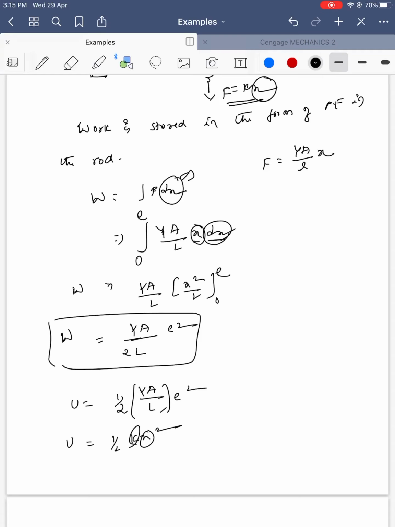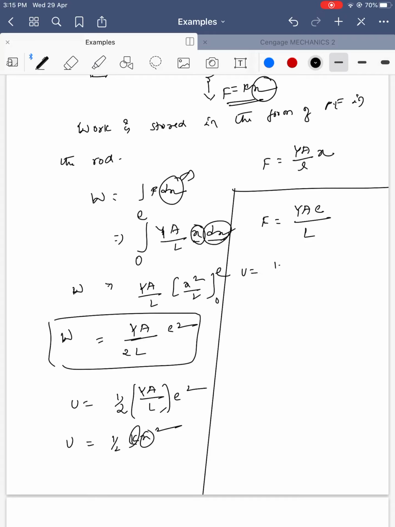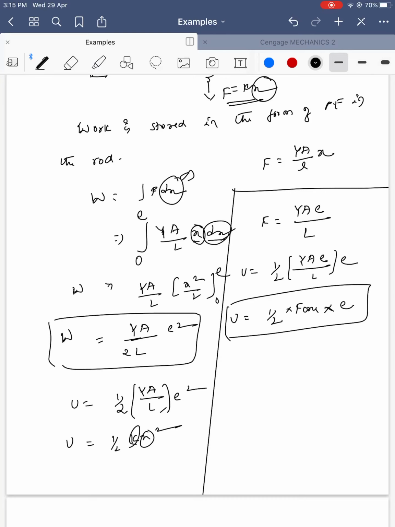Let's do further simplifications. We can write F is equal to Y into A into e by L for a small elongation, if the force is constant. So I am writing U is equal to half YAe by L into e. So it is equal to half into YAe by L, which is nothing but force into e, the elongation. This is the potential energy.